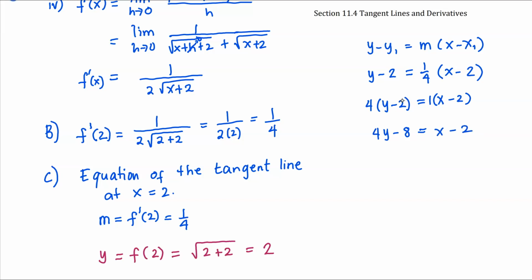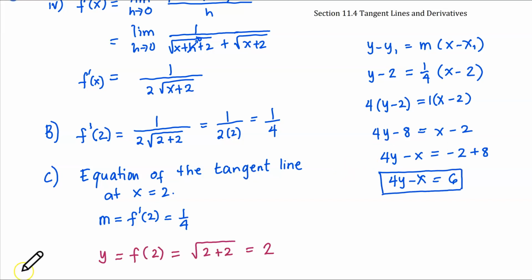And therefore, you have 4y minus x. You transpose x on the other side, and also negative 8 will be transposed on the other side. So you have negative 2, and the negative 8 becomes positive 8. So you have 4y minus x is equal to negative 2 plus 8, which is 6. This is the equation of your tangent line at x equals 2.